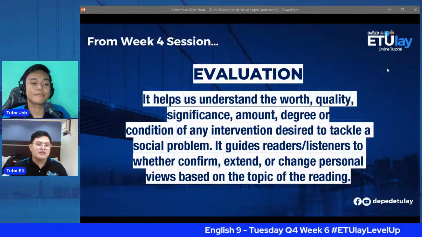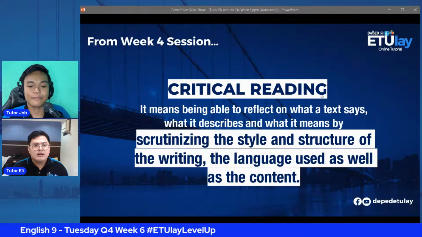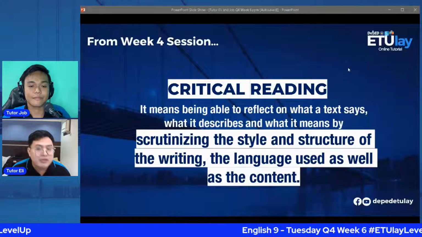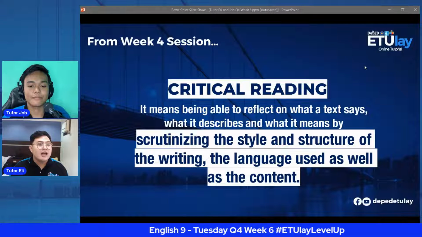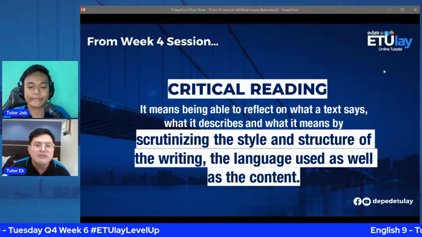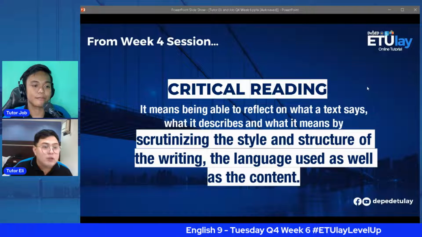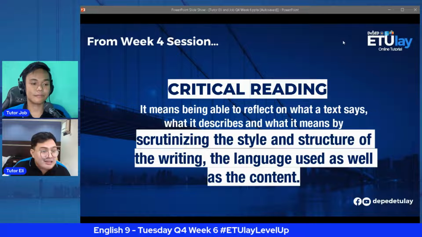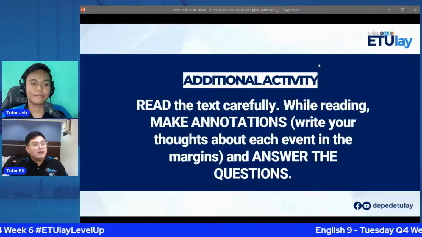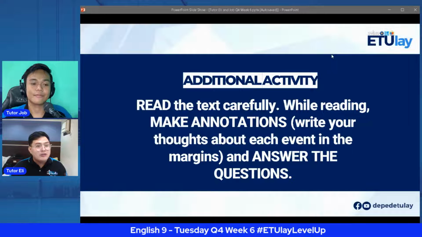Okay, we also discussed how to critically read a particular text. That means we have to scrutinize the style, the structure, the form, the face value, the language that is used, whether English or Filipino, and of course the content of that specific reading text or textual or non-textual material. So here it goes. We gave them an assignment on our GC that they have to make an annotation, Tutor Joe, and you have sent them.